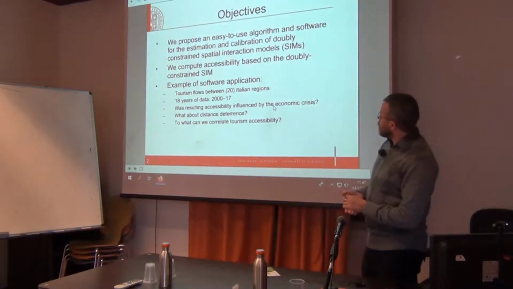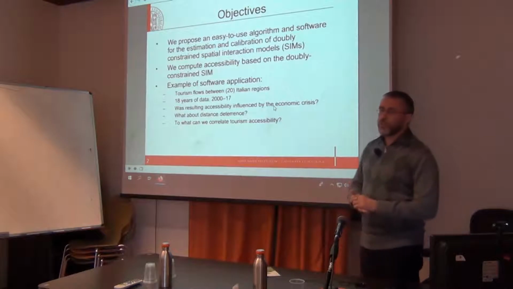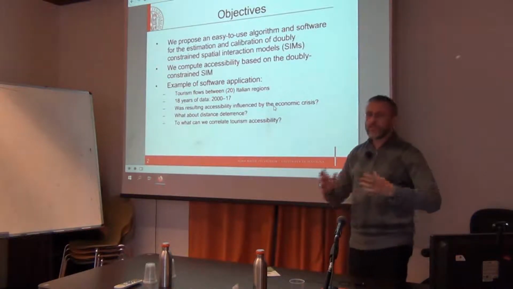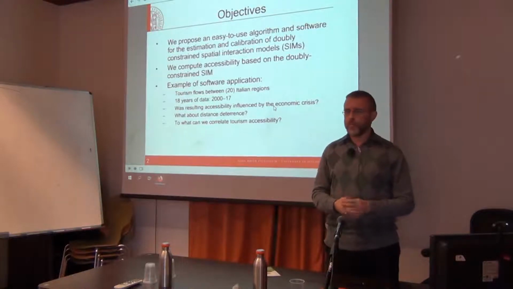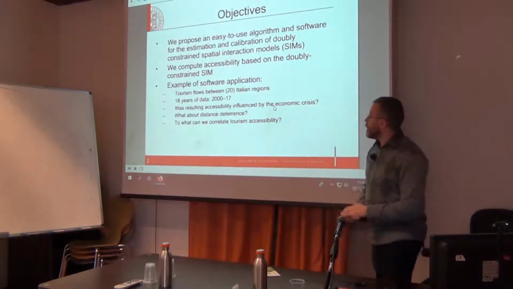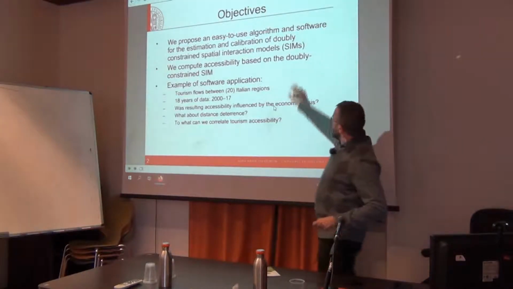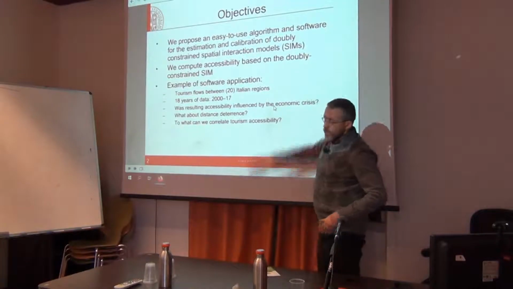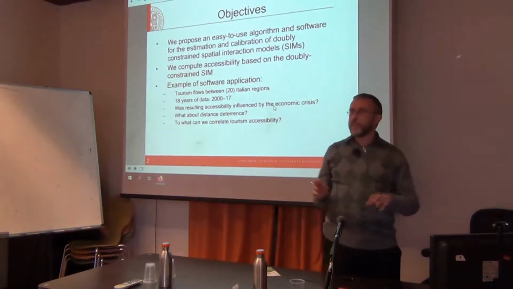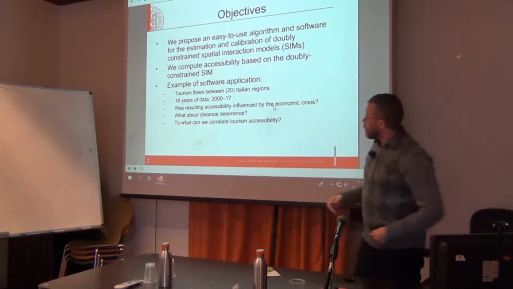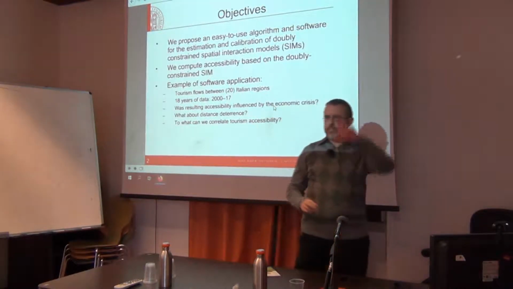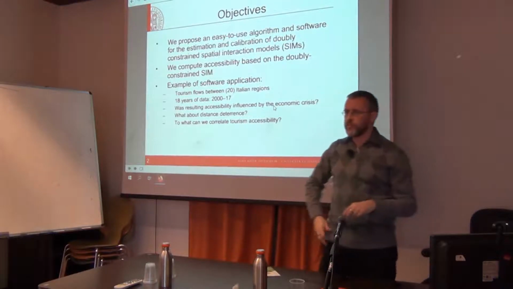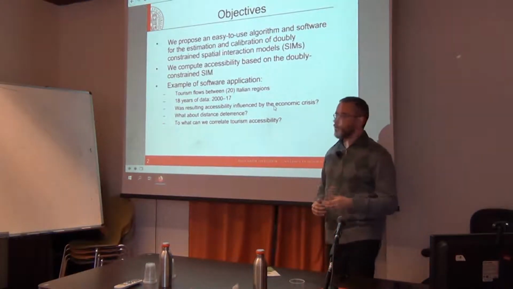The added value here is that we have the software to calibrate a model that is pretty difficult to set up normally for the average researcher. And our tool is very simple to use, especially with regard to the fact that we estimate the so-called doubly constrained version of the model. The example I use is tourism flows between 20 Italian regions. Trentino and Alto Adige are kept together, although in the official data they are separate.